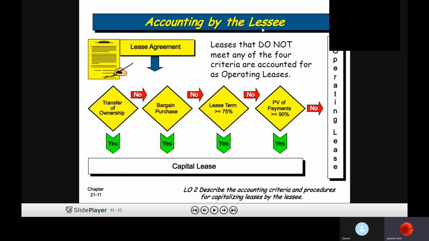So accounting by lessee: leases that do not meet any of the four criteria are accounted for as operating leases. That means if there is transfer of ownership, one criterion met, capital lease. This met, capital lease. Any one of them met, capital lease. But if not any one of them is met, operating lease. That means no transfer of ownership, no bargain purchase option, not held for 75% of the estimated economic life, and the present value of payments is not at all 90% in this case.